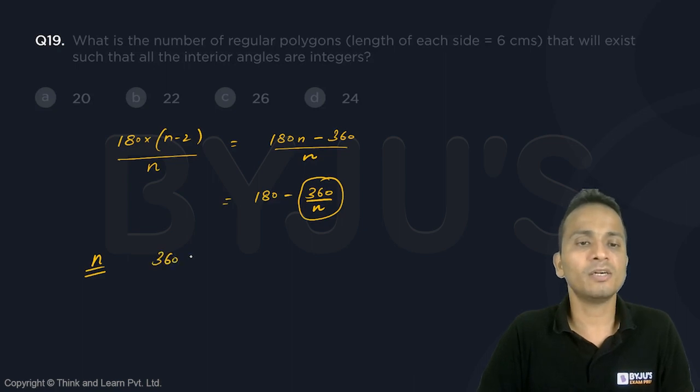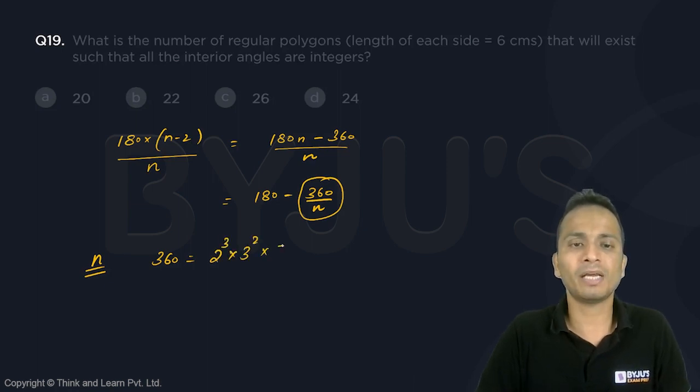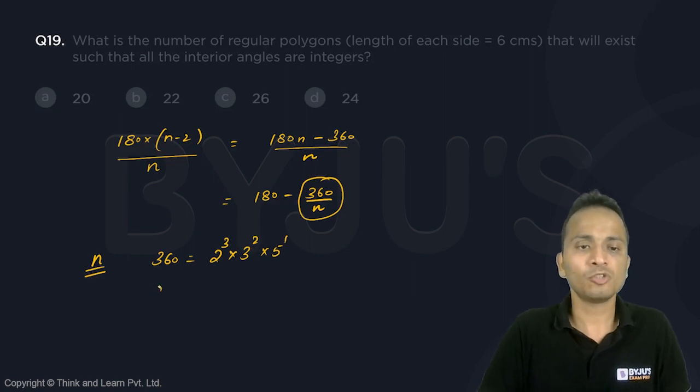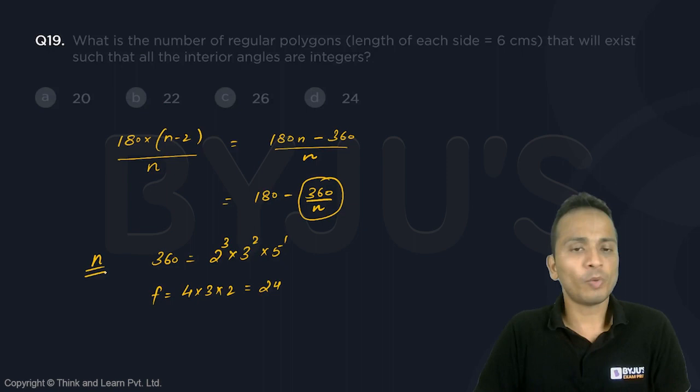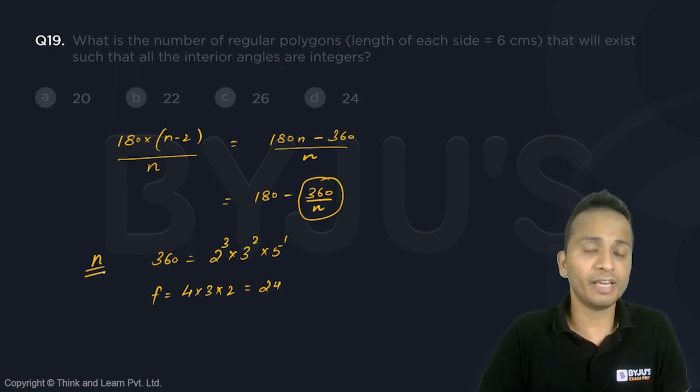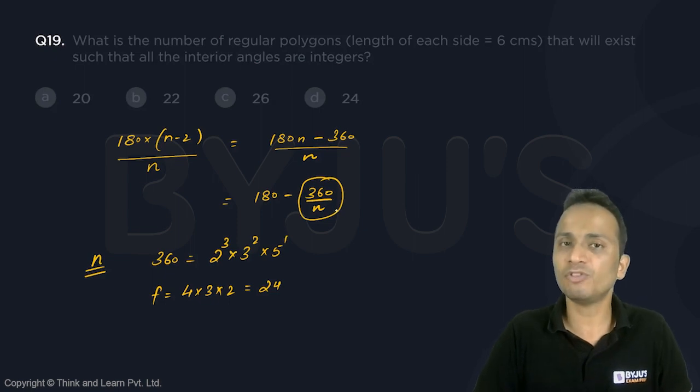So let's write 360 as the product of prime factors first of all. It will be 2 cube multiplied by 3 raised to the power 2 multiplied by 5 raised to the power 1. So the number of factors of this number 360 will be 4 into 3 into 2, that is 24. Okay, so there will be 24 values of n that will completely divide 360.